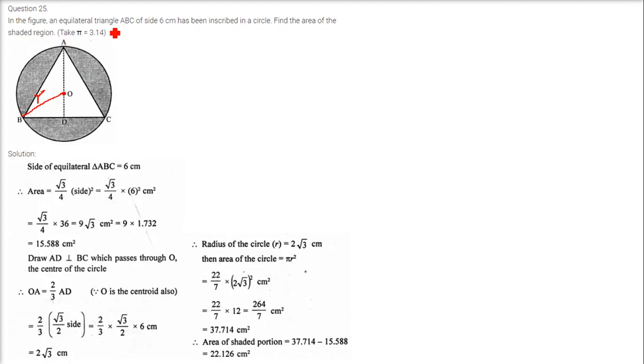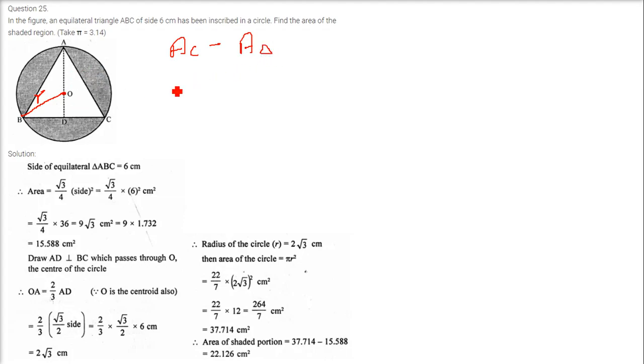This will be the radius. And the equilateral triangle of side, so we know the side also, 6. From here to here it is 6, right? The side is this one. So what we have to do, first we have to find out the area of the circle. That is, area of the circle minus area of the triangle is this shaded region.